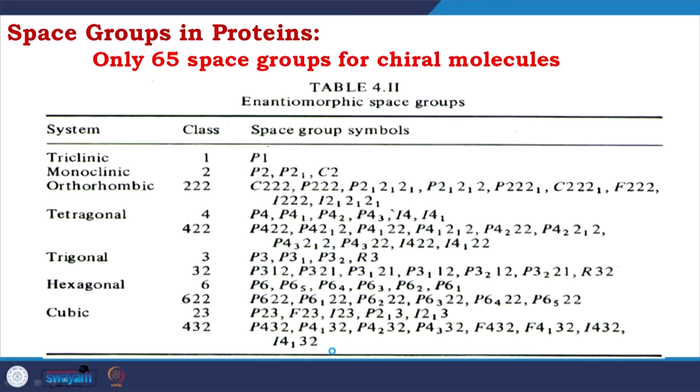Similarly, in an enzyme or protein, especially an enzyme, when it goes for the catalytic reaction, the choice depends on the chiral environment. And also, as I told, the 230 space groups reduce to 65 for proteins because of the chiral environment.